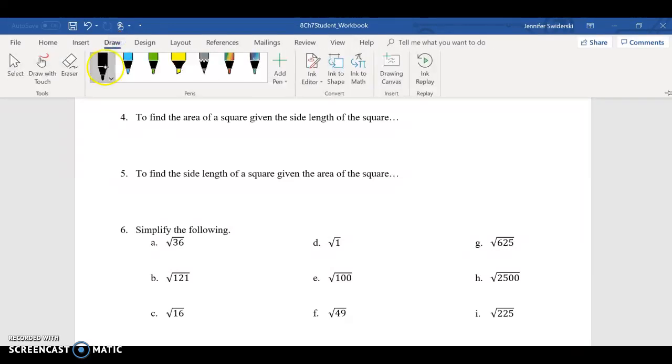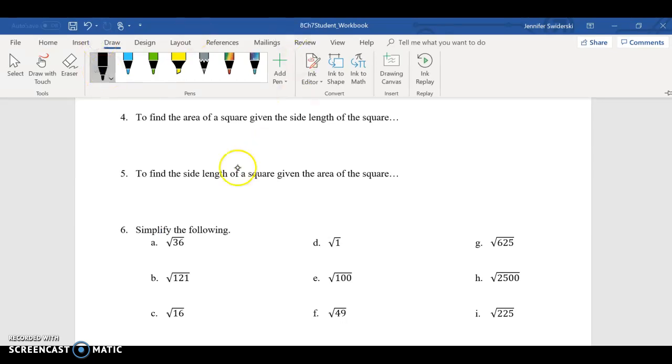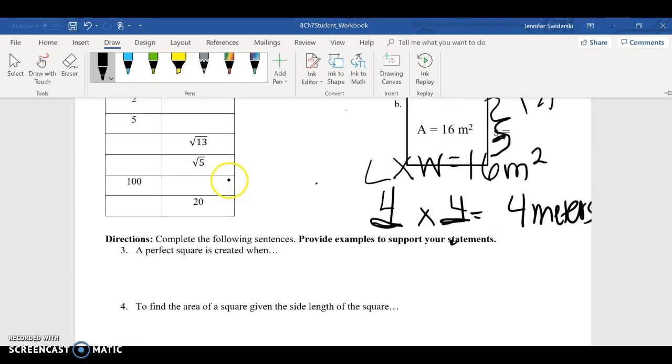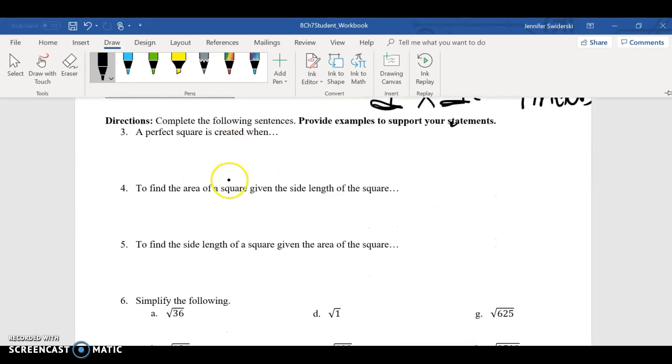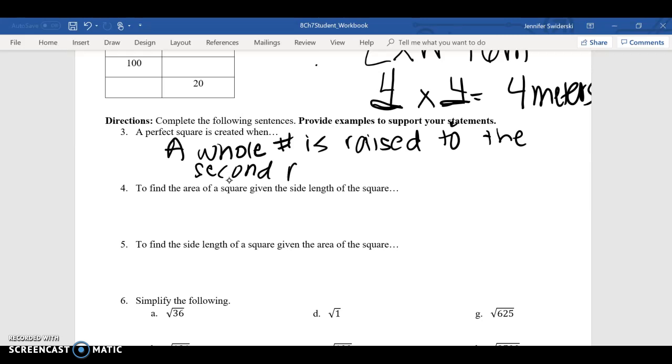All right, guys. So on the previous slide, we talked about perfect squares. A perfect square is created when, go and copy this down, page 18 in your packet, a whole number is raised to the second power. An example would be 4 squared, which is 16.